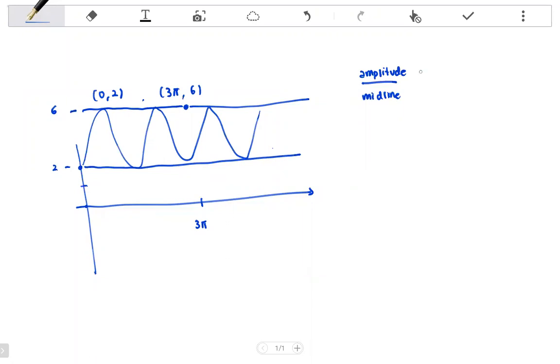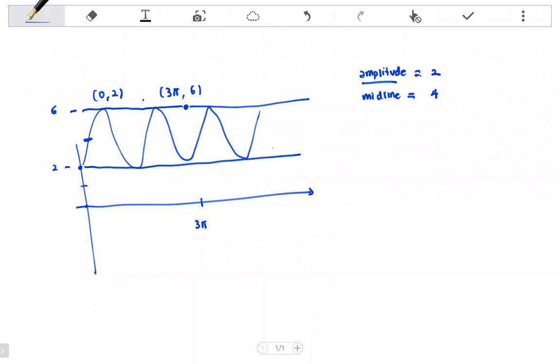What's the amplitude? Well, the amplitude is the length from the midline to the maximum or minimum, right? In this case, our midline is 4. So let's do that first. It's 4 because it's between 2 and 6, right? And our amplitude from 4 to 6, or from 4 to 2, is going to be 2. Okay, what else can we find out?